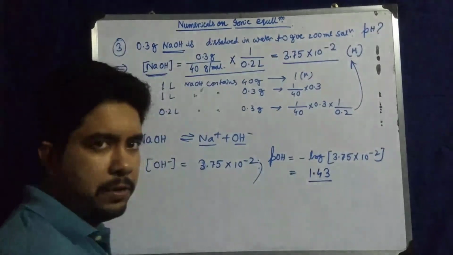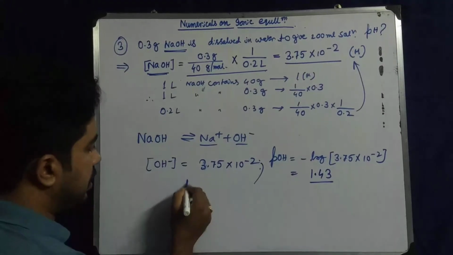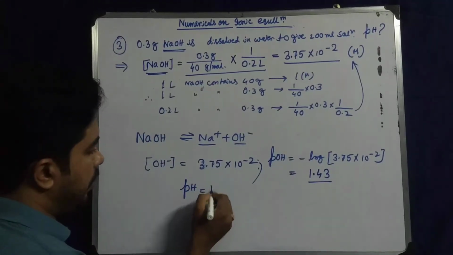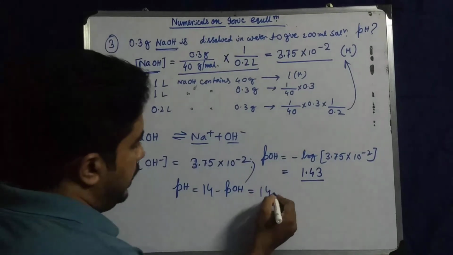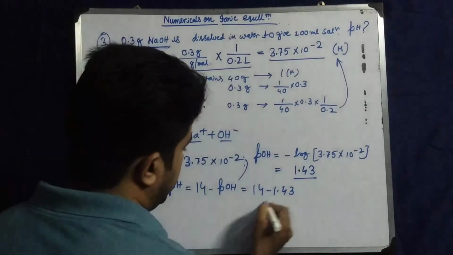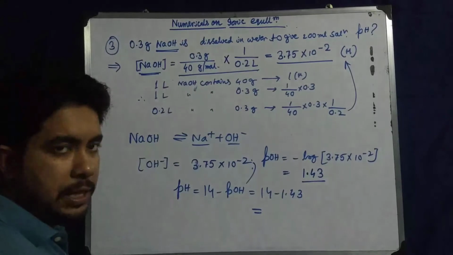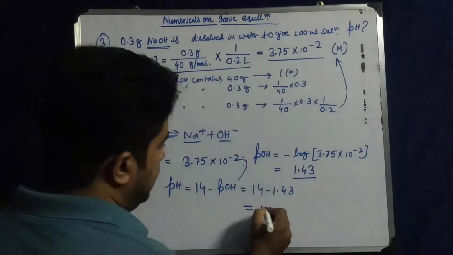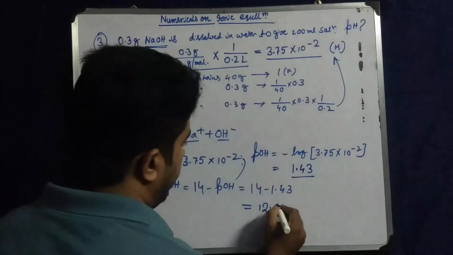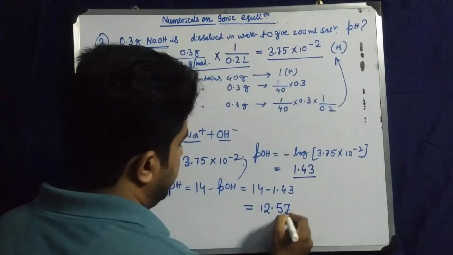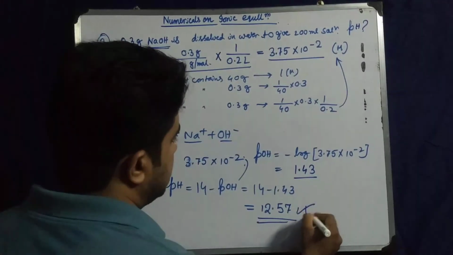1.43. That will be your calculation. So what will be the calculation of pH then? pH will be obviously 14 minus pOH. So it will be 14 minus 1.43, and what will be the answer then? 12.57. So that is our desired pH.